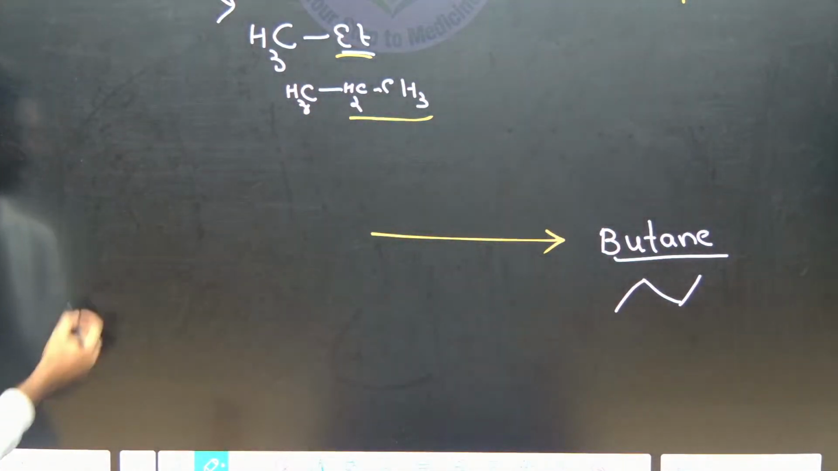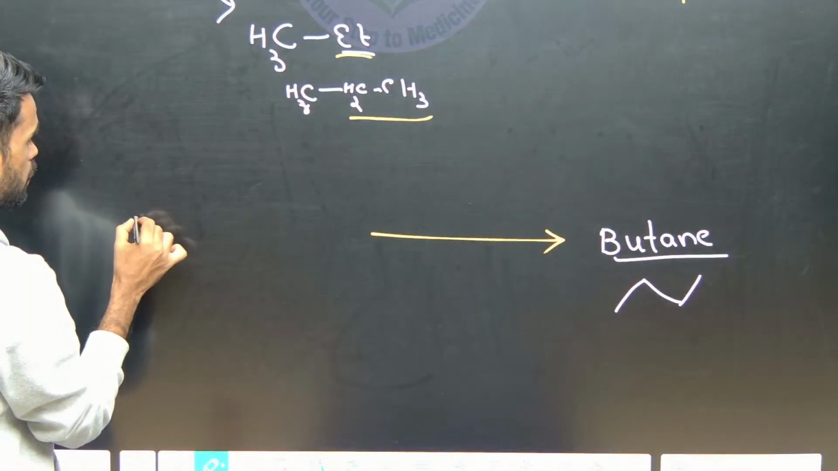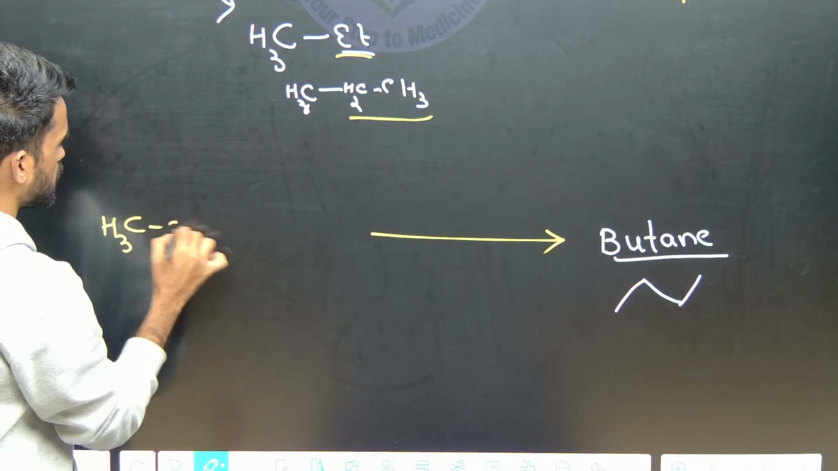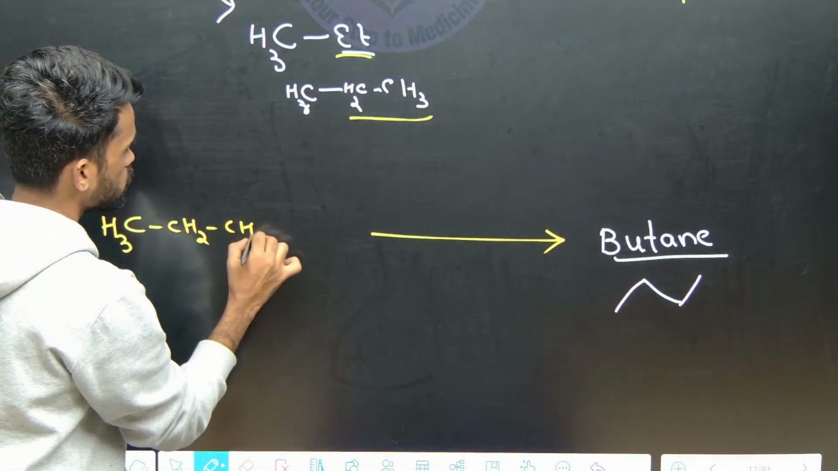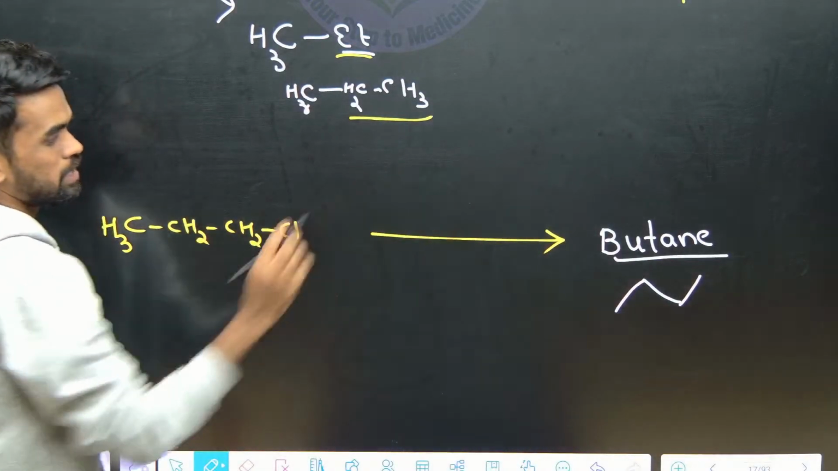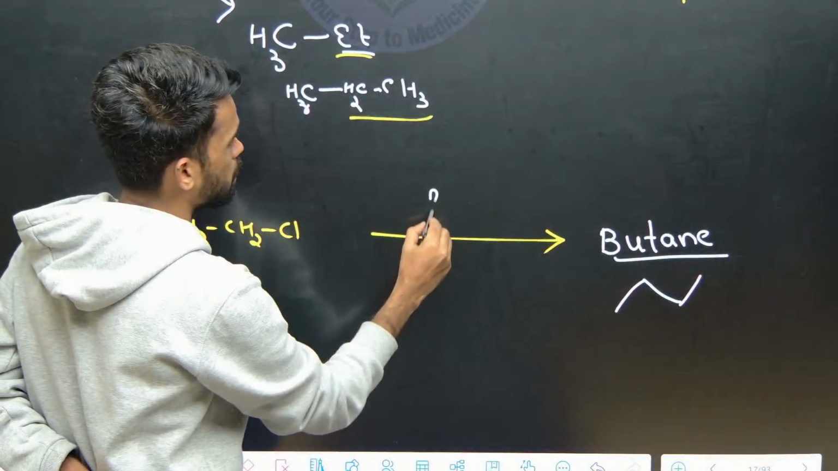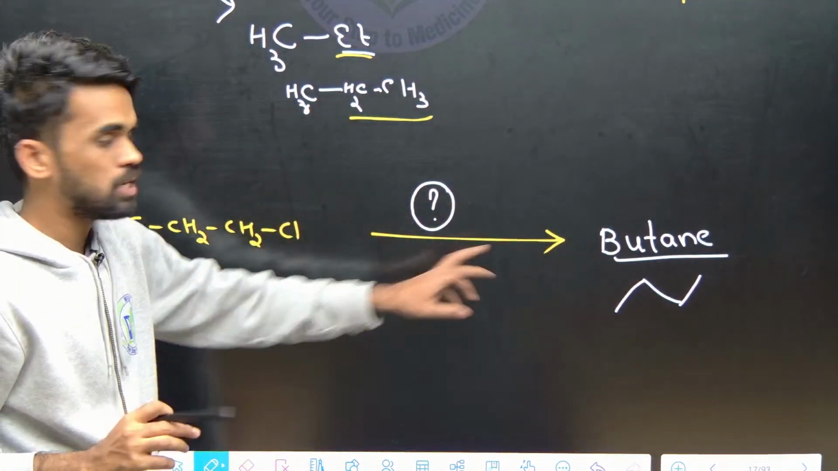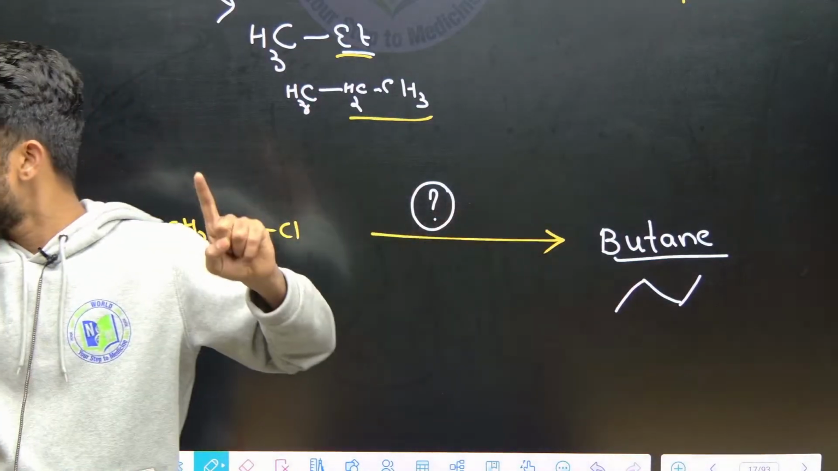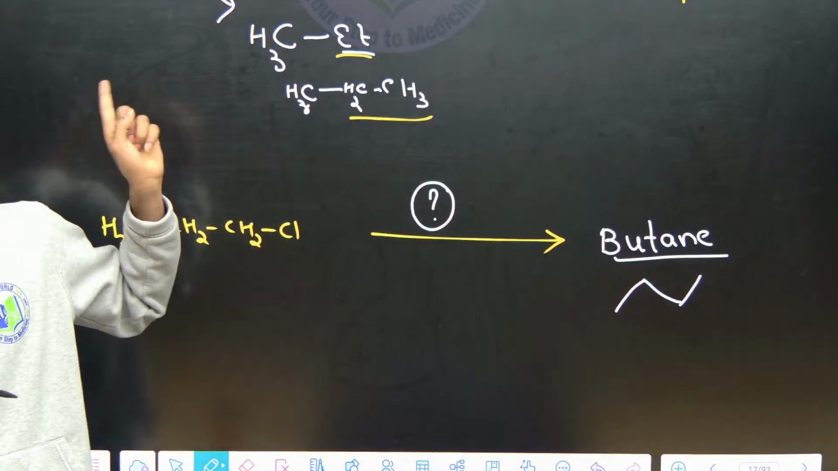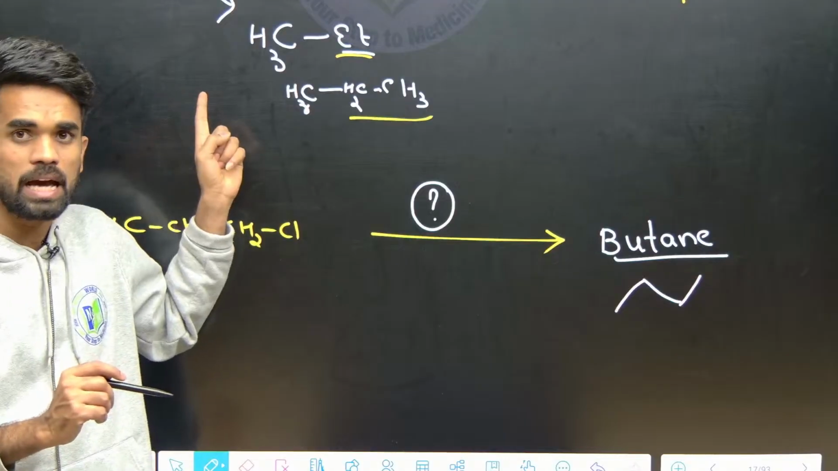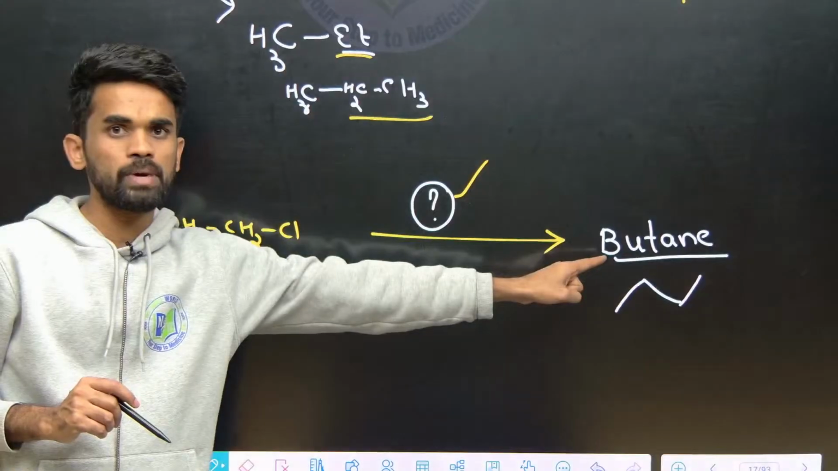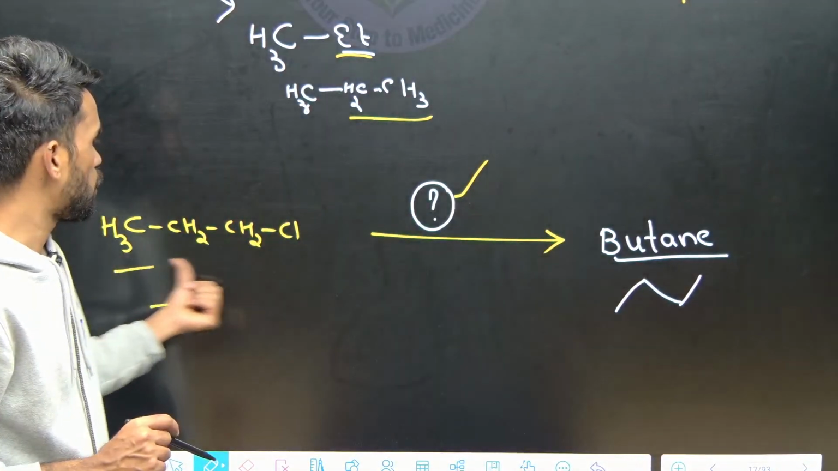But the starting material I have is propyl chloride, CH3CH2CH2Cl. I want to prepare that butane. So what will be my Gilman's reagent? What is the alkyl group in this Gilman's reagent to be used to produce this? If you got complete clarity on whatever we discussed till now, you just answer me what Gilman's reagent is used to prepare butane using this propyl chloride.